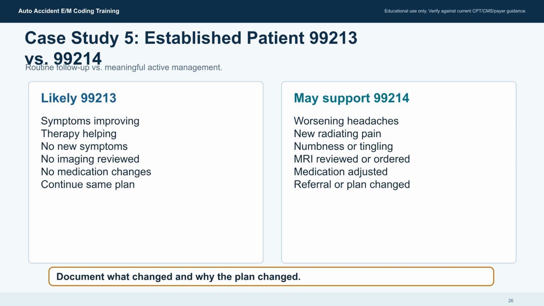The difference between 99213 and 99214 often comes down to whether the visit is routine or whether it required meaningful, active management. If the patient is improving, there are no new symptoms, and the plan is simply continued, 99213 is often more appropriate. If the patient is worsening, has new neurological symptoms, requires imaging review, medication changes, referral, or escalation, then 99214 may be supported. This is why the note must clearly explain what changed and what decisions were made.